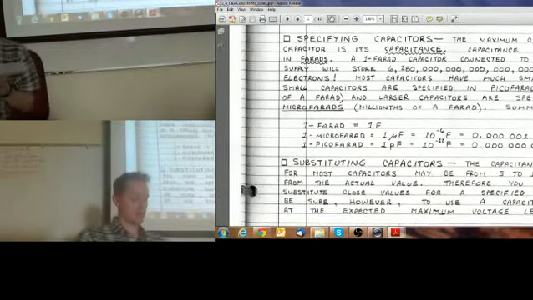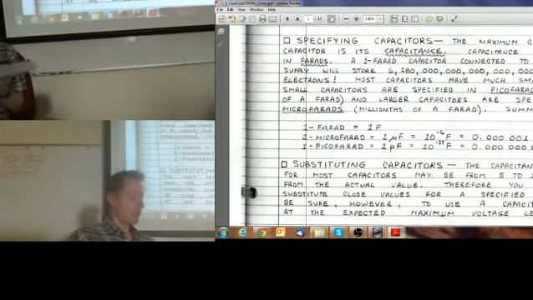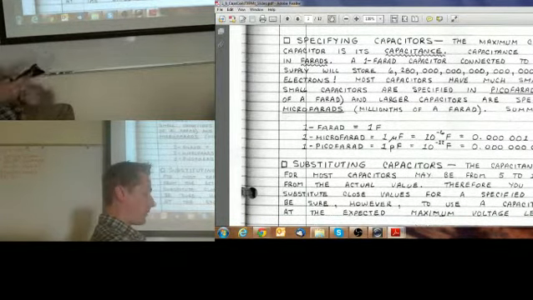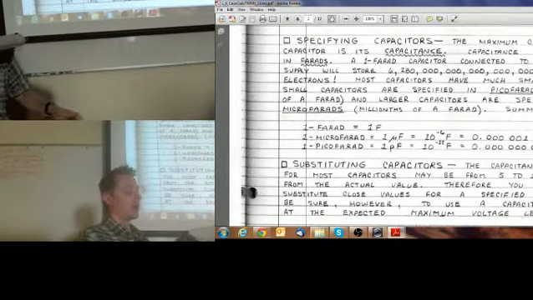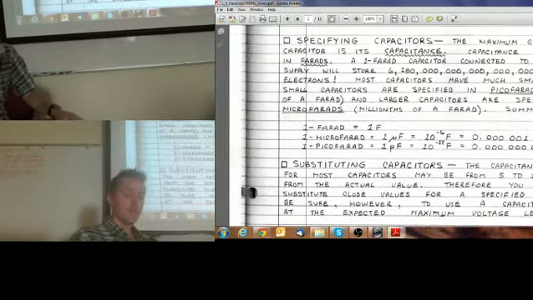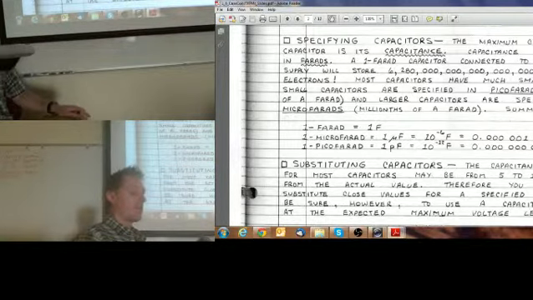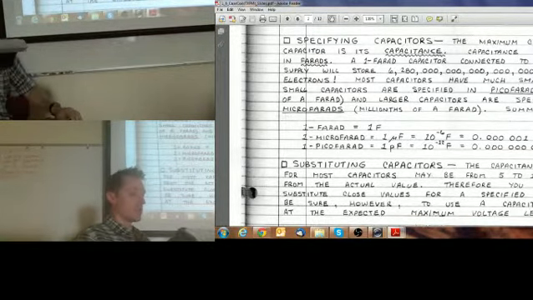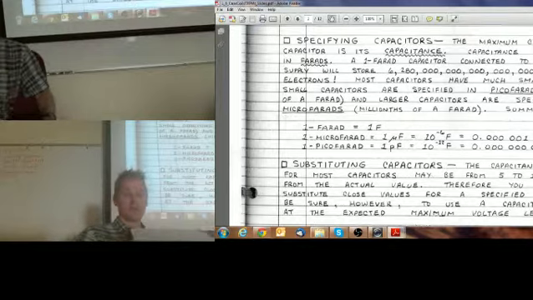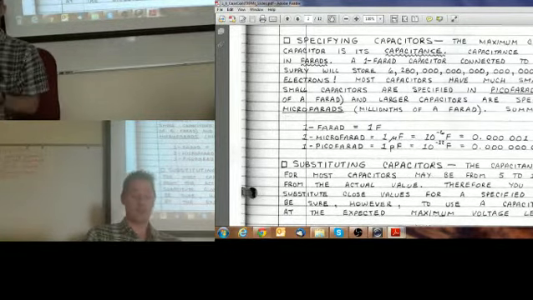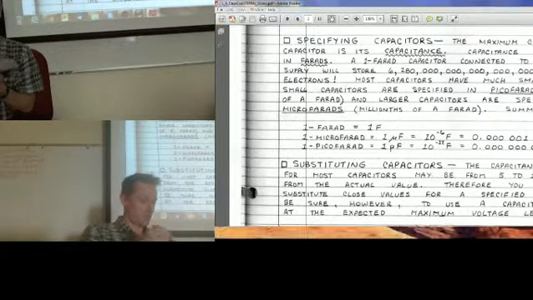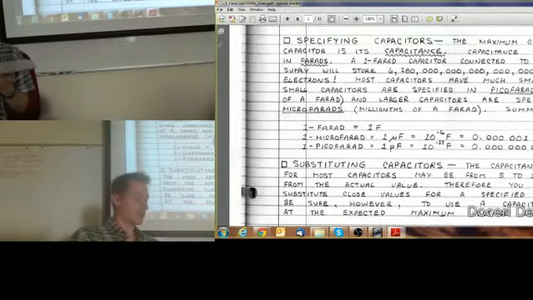Specifying capacitors. How do we specify them? The capacitance is specified in Farads, from Michael Faraday. A 1 farad capacitor connected to 1 volt will supply 6.28 times 10 to the 18 electrons. That's basically 1 coulomb, which is the unit for charge.